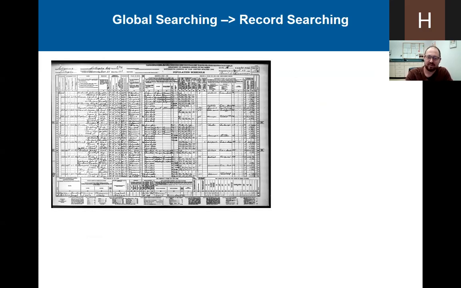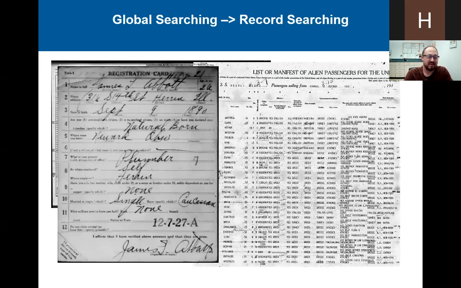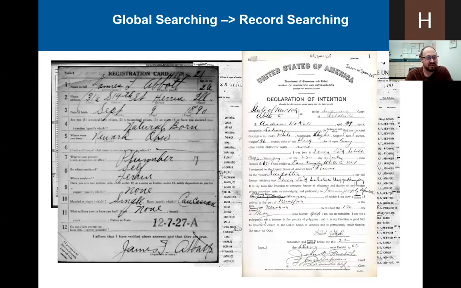As you're doing early research, you're probably doing global searching. You're looking for records like the census, passenger lists, maybe draft registration cards. This is a World War I draft registration card. Or maybe naturalizations. These are very common records we look for early in our genealogical process.